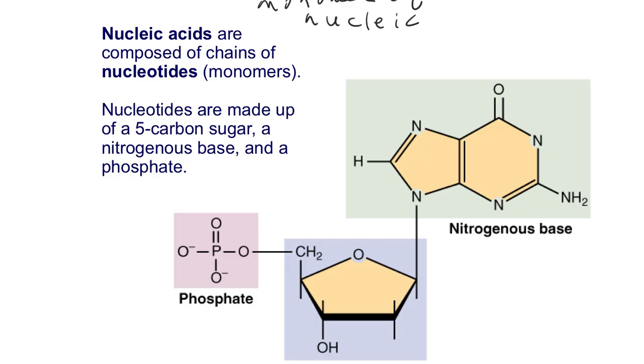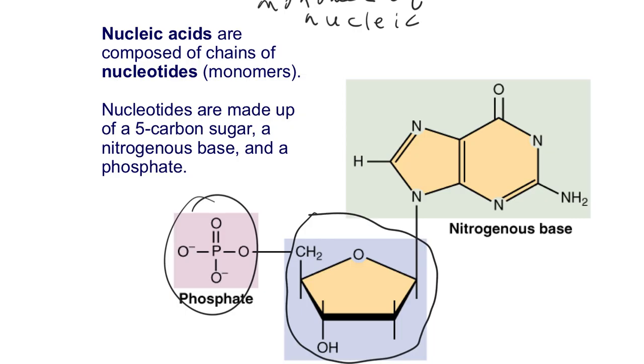So remember, let's just review this. A nucleotide has a phosphate group connected to a sugar, a 5-carbon sugar. 1, 2, 3, 4, 5 carbon sugar. Remember, they don't put numbers or the carbon ends because it looks messy. Okay, that sugar on the other side is connected to a nitrogen base. And that could be A, T, C, or G: adenine, thymine, cytosine, or guanine.